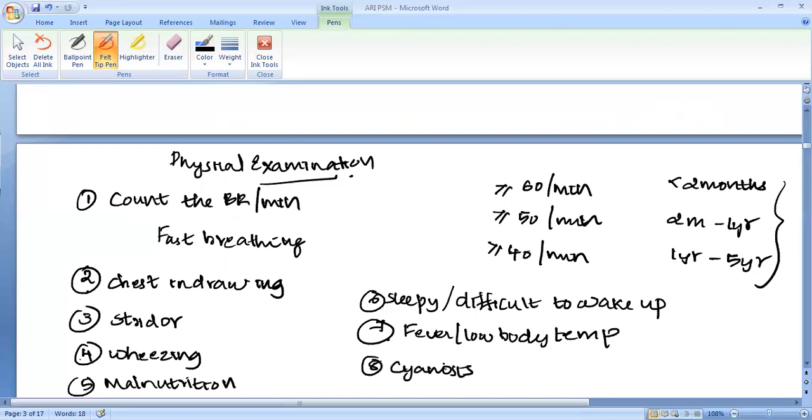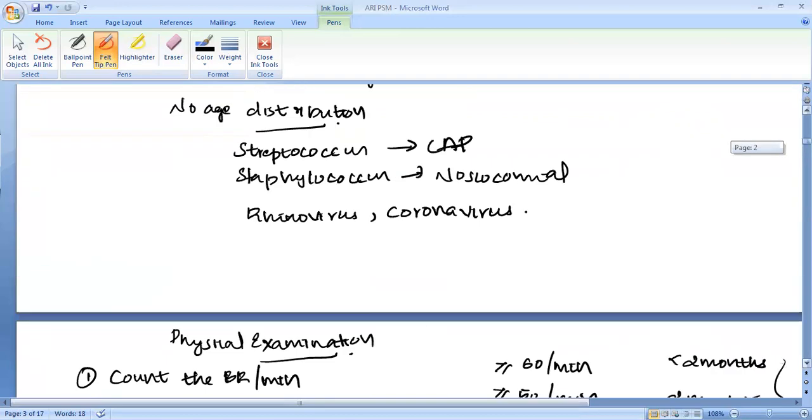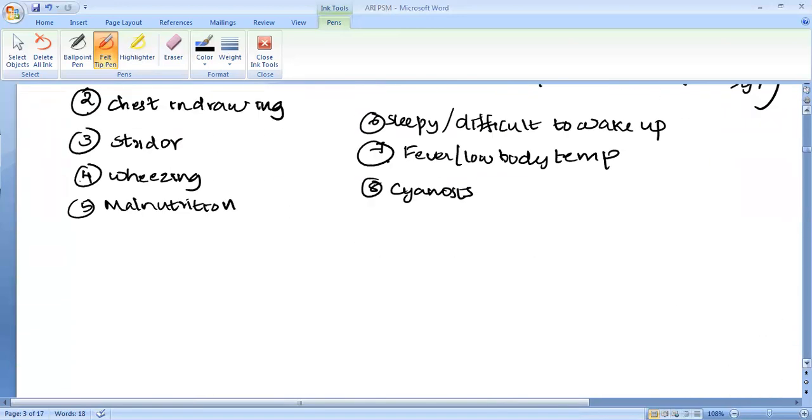So these are the important parameters that we have to check while doing a physical examination for acute respiratory infection. Now we are moving to the classification of pneumonia. This is very important. Usually in university examinations, a case will be given: a 5-year-old child brought to your OP and diagnosed with pneumonia. How will you classify this diagnosis? This is usually asked as a 5-mark short note question.